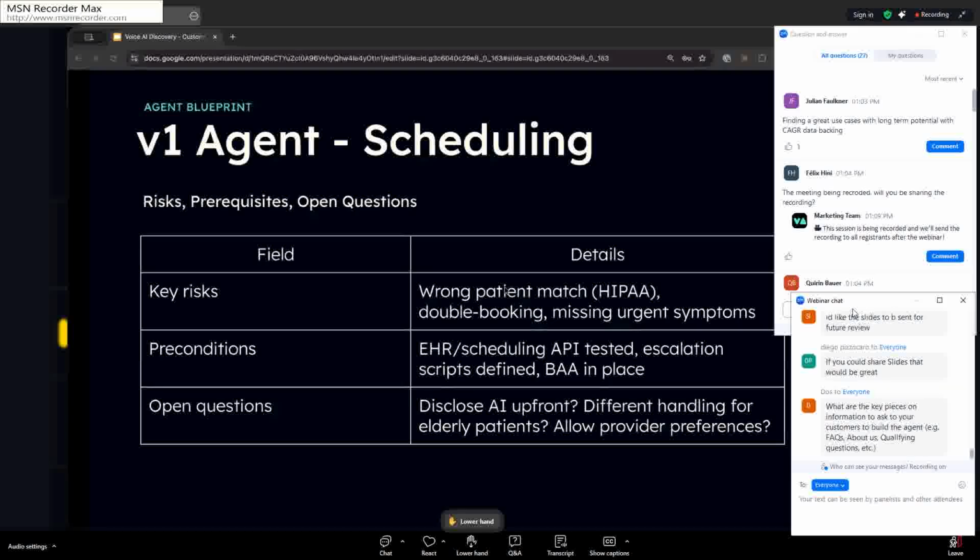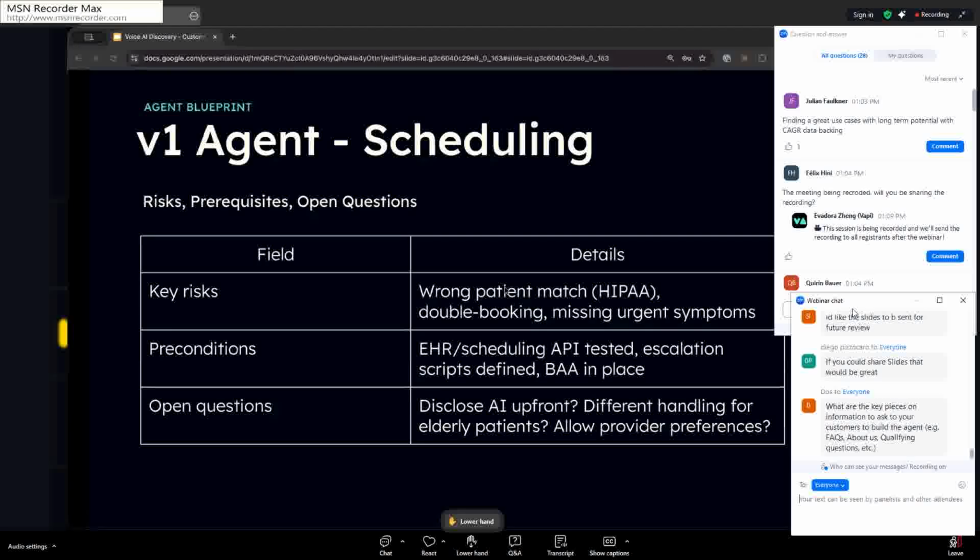So what you want to do is identify risk as early as possible. Like, what happens if you double book an appointment? What happens if you got the wrong patient? You basically want to describe and write down what those paths are going to look like, so you can anticipate some of the problems and document them.